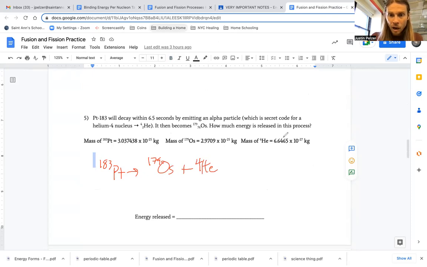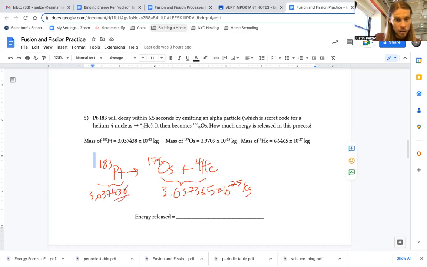Well, if we add these masses up, we see that these masses equal 3.037365 times 10 to the negative 25 kilograms. Just add those two numbers up. And this one equals 3.037438. You might notice that though it's very similar, 3.037, this is less mass, which means this is more bound. Notice it's closer to iron on the periodic table, right? 179 is closer to 56, which means it's more bound.